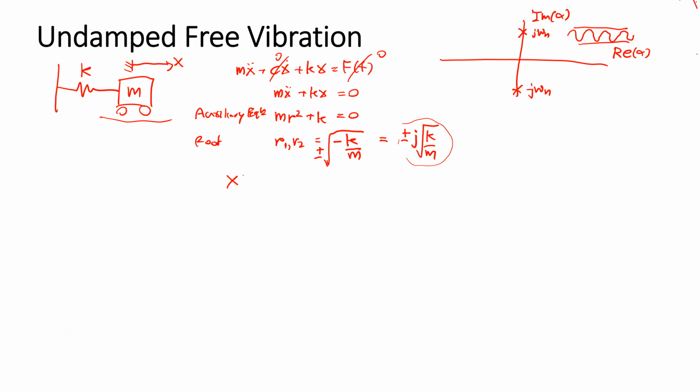We will see the simple harmonic motion with a constant magnitude. And the response needs to be the first coefficient multiplied by e power r1 t plus c2 e power r2 t. So it may be c1 e power j root k per m t plus c2 e power minus j root k per m t.